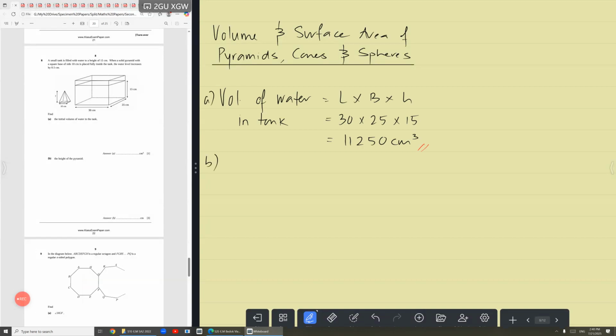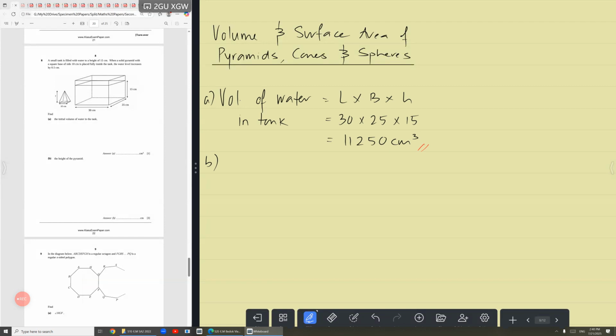Part B says find the height of the pyramid. So what happens is this pyramid with a square base of side 10 cm is placed fully inside the tank, and when we put in the pyramid, it will increase the water level, correct? And the increment is 0.5 cm. This increment of 0.5 cm corresponds to the volume of the pyramid. So for us to find the height of the pyramid, we need to find the increase in the water level, the new volume inside the tank. Then we form it into an equation to find the height of the pyramid.